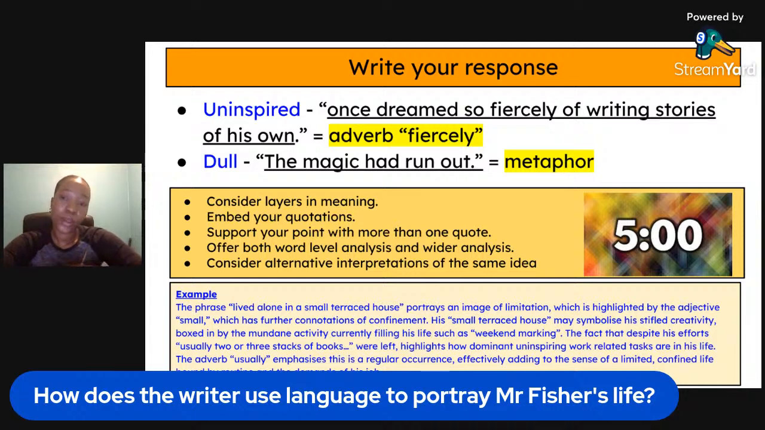Okay, we are halfway through the 5 minutes for this next paragraph. Halfway through, 2.5 minutes to go.